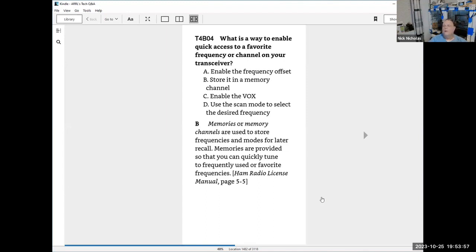If it's a repeater that you like around town, you know what city it's in or something like that, you might abbreviate and store the city that repeater's in. If it's a club station, you might store the club name. You can do those things on some radios, not all. But memories are quite common in most modern radios.